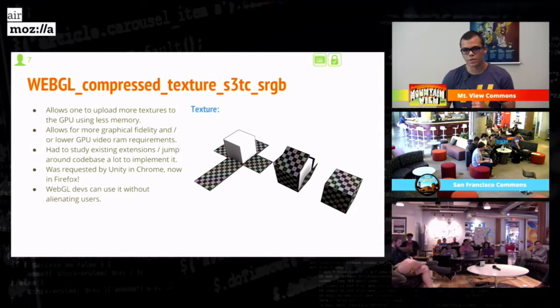So this one is really hard to work on too, but there are people who actually wanted this, Unity in particular. So now when game developers are targeting WebGL and they want to use this specific feature, they don't have to feel like they're not allowed to use it because one of the major browsers doesn't support it. So that was rewarding to work on as well.